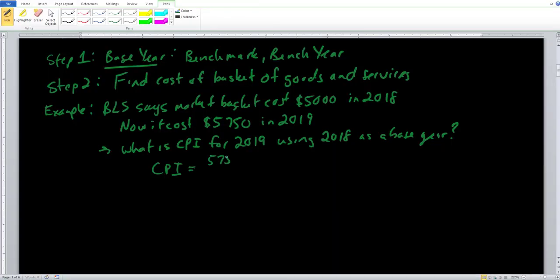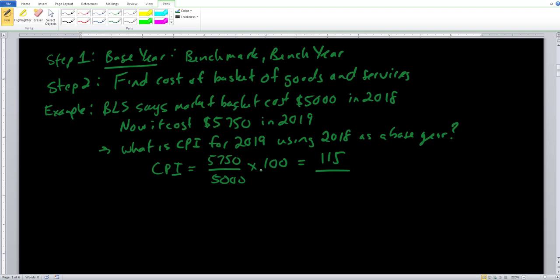So CPI equals 5,750 divided by 5,000. So cost in the current period divided by the cost in the base period multiplied by 100, and this will give us the CPI value in 2019. So in 2019, the CPI price level is equal to 115.